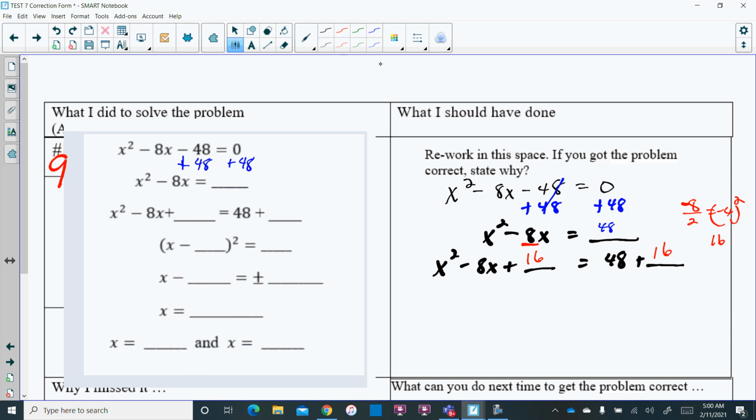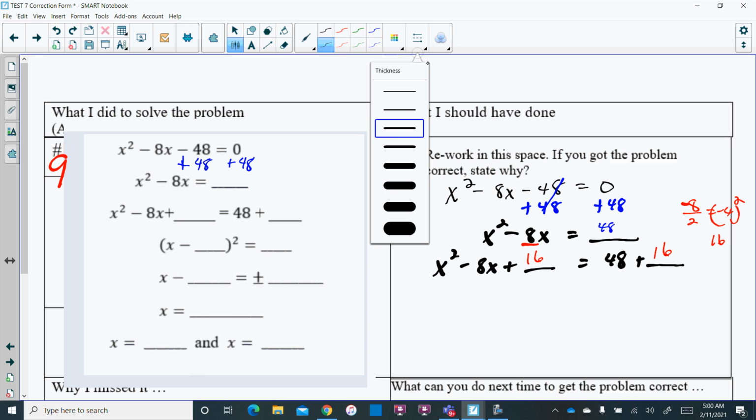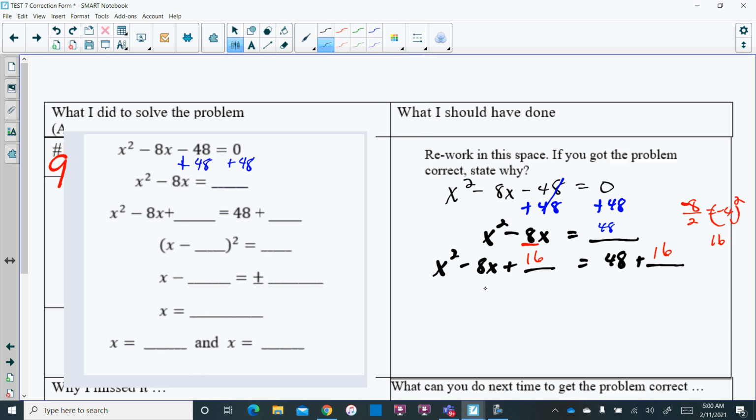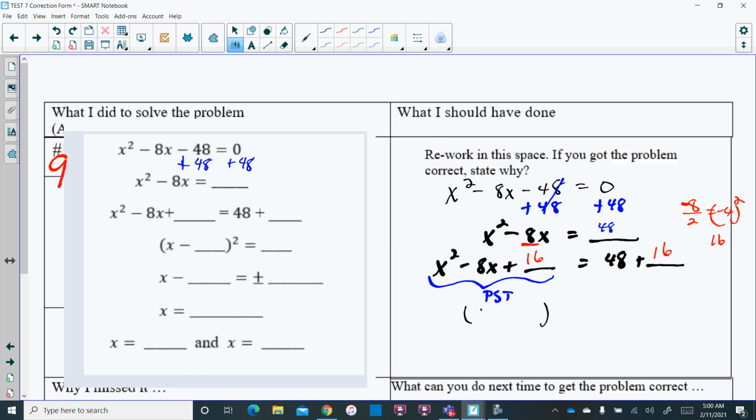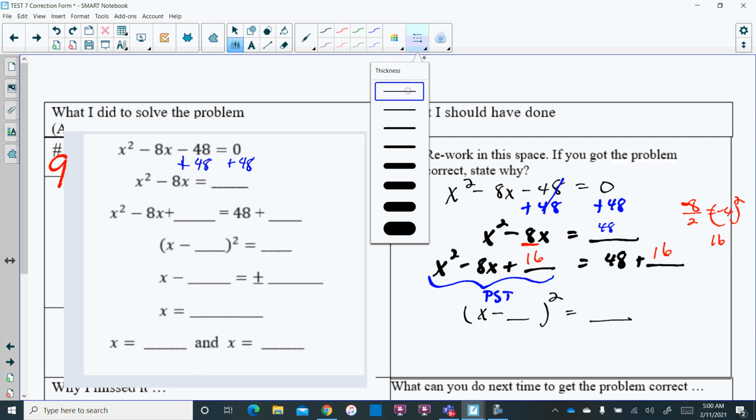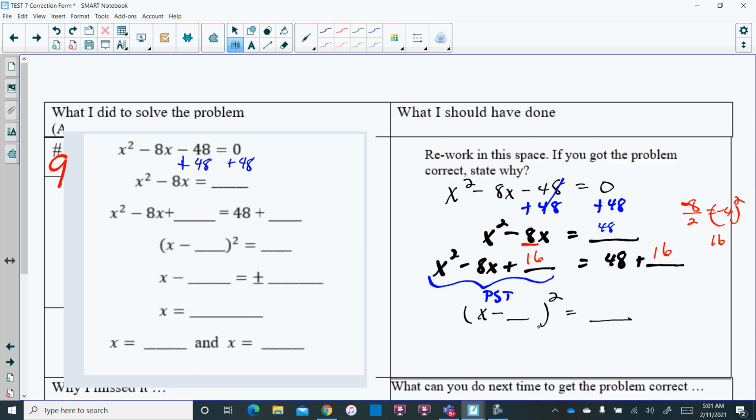And then from here, we need to factor the left side, because this side now becomes a perfect square trinomial. So we factor, and we had our parentheses: x minus blank, parentheses squared, equals blank. What goes in the blank inside the parentheses is half of b, or you can take the square root of the c. So this was minus 4. And when you add the 48 and 16, this turns into 64.